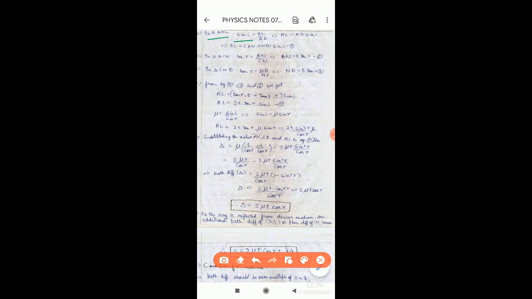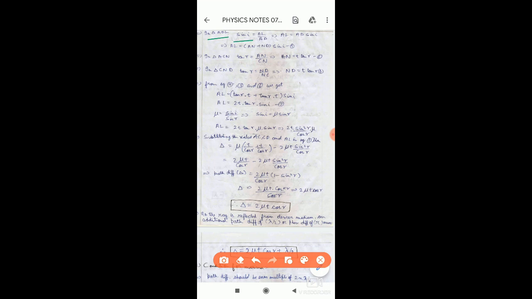Similarly in right angle triangle CND, tan R equals ND upon NC, and NC equals T, so ND equals T tan R, equation number 6. By using equations 4, 5 and 6, we put the values of AN and ND in equation 4 and get AL equals 2T tan R sin I, equation number 7.